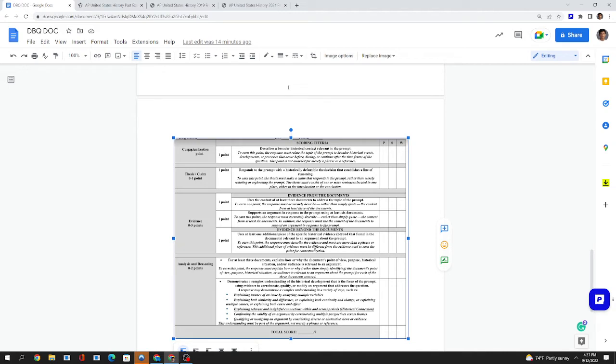So, if it's about the Progressive Era and they gave me 7 documents, I can use outside information, or I can think outside of the box and say, oh, this is something that is not in the documents provided to me, and I believe it will contribute to my argument, or to the prompt. My apologies. So, those are the 3 things they really care about for your evidence, and the last 2 are going to be about analysis and reasoning.